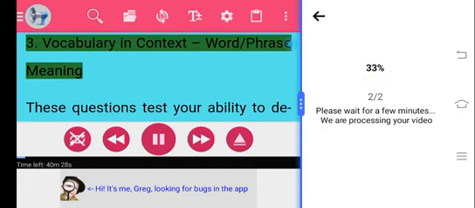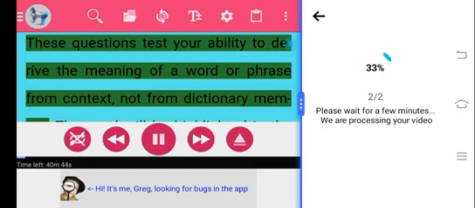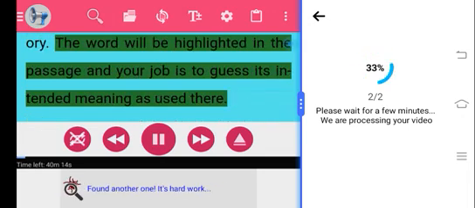3. Vocabulary and context, word, phrase, meaning. These questions test your ability to derive the meaning of a word or phrase from context, not from dictionary memory. The word will be highlighted in the passage and your job is to guess its intended meaning as used there.